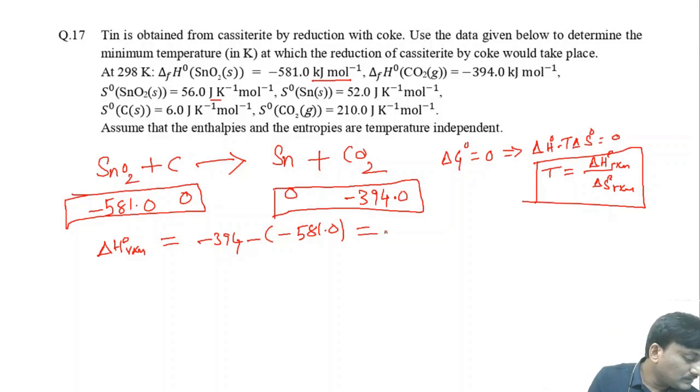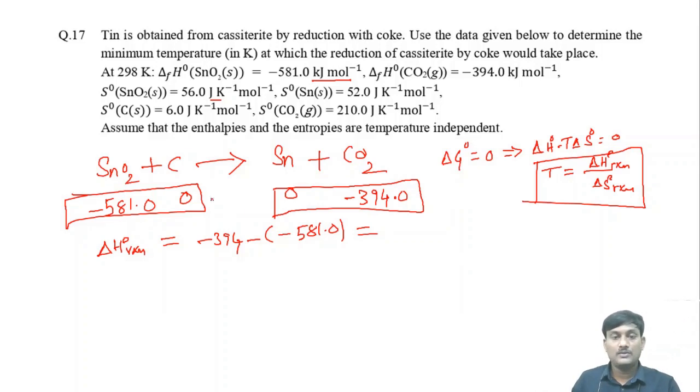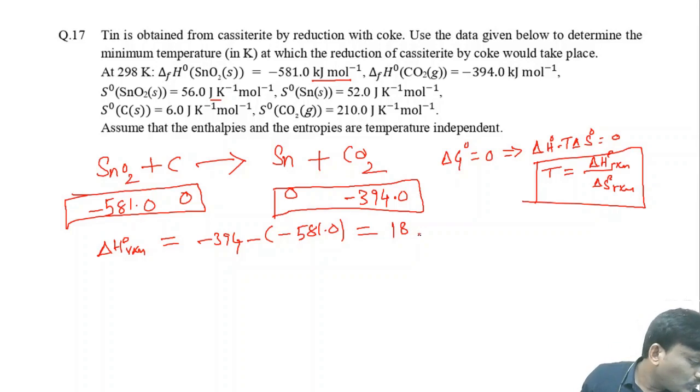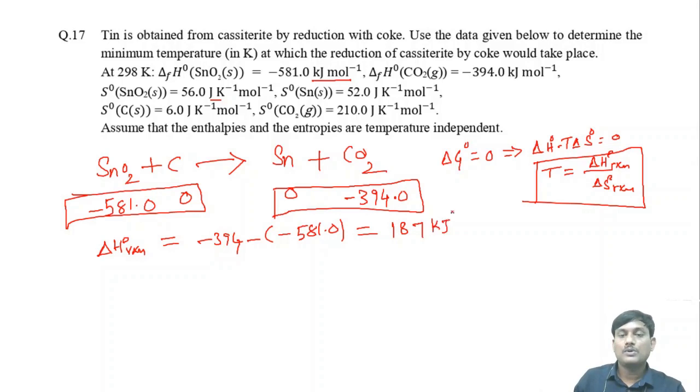Here you will get 187 kilojoule per mole. What is the delta H naught of the reaction? 187 kilojoule per mole. What about the S naught values? S naught of SnO2 is 56.0, tin is 52.0, and this one is 6.0.